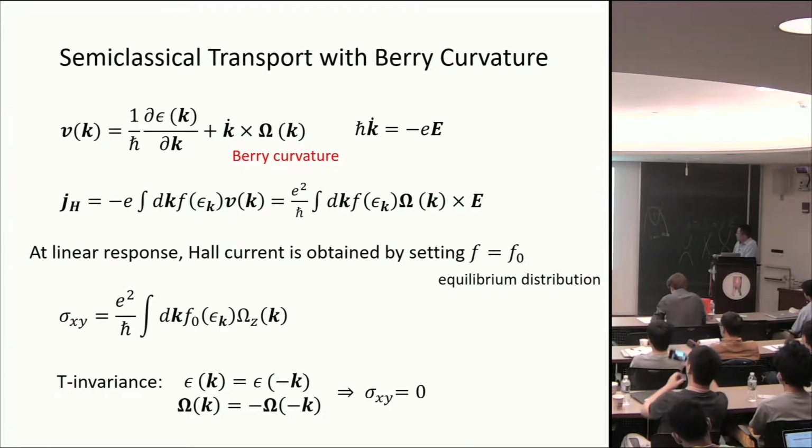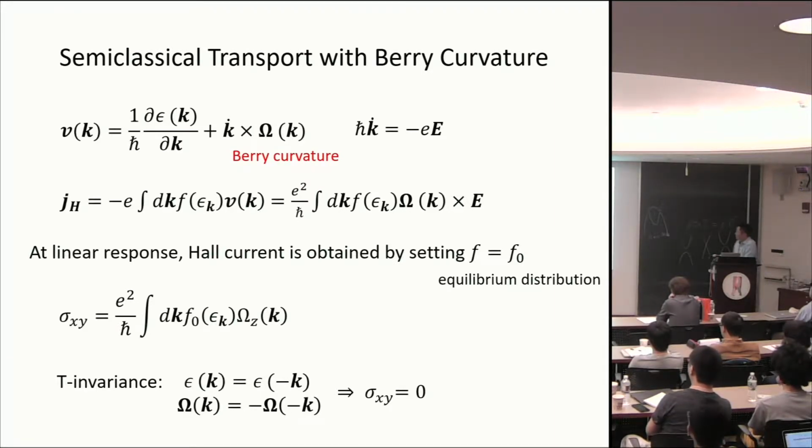Now, at the level of linear response, we are looking for a transverse current that's linearly proportional to the applied electric field. So in order to get the linear response Hall current, in this expression we would substitute f with f naught, which is the equilibrium distribution, right? And this immediately gives us the expression for Hall conductivity. It's an integral of Berry curvature multiplied by the equilibrium Fermi-Dirac distribution over k-space.